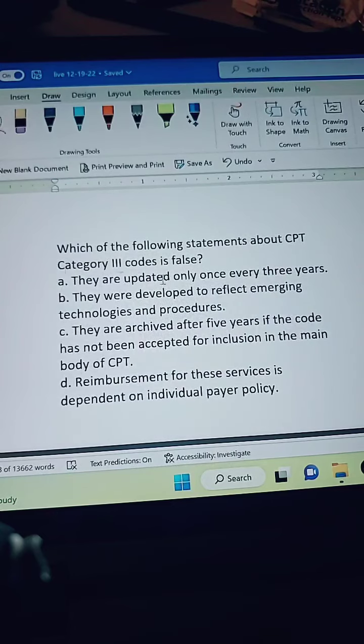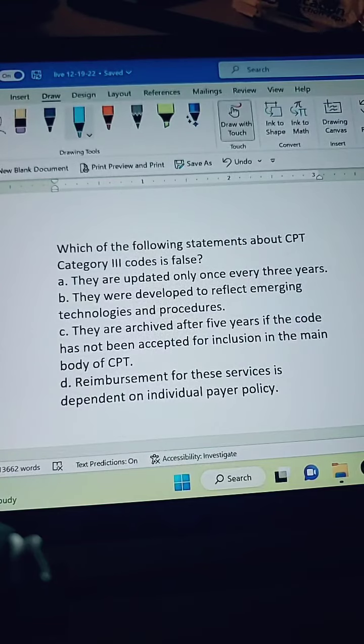Oh my, are they going to stop about these categories? Okay, Category 3 codes. We're looking for something that is false, so look for an incorrect answer. Are they updated, developed, archived, or reimbursed? Category 3 codes. You're looking for something that is false.